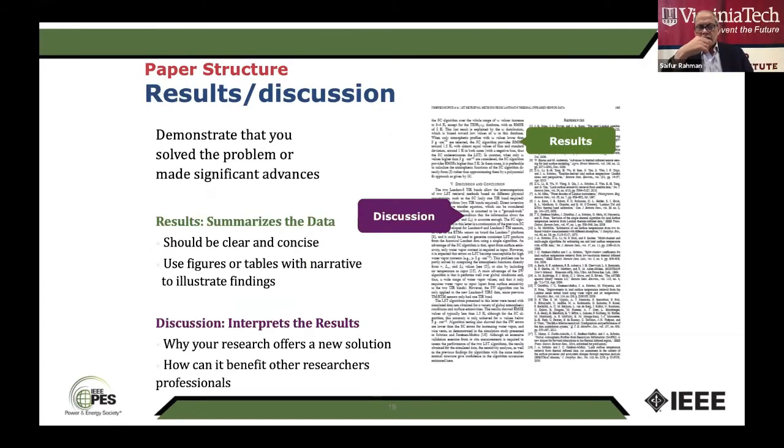Next is results and discussion. Results are numbers. In discussion, you use those numbers to explain what they mean. Suppose you did a load forecast for 24 hours, every day for a week, 7 days. You notice the forecast at 9 a.m. has less error than the forecast at 3 p.m. It's possible. That's the result. When you discuss, you can explain why that is happening.